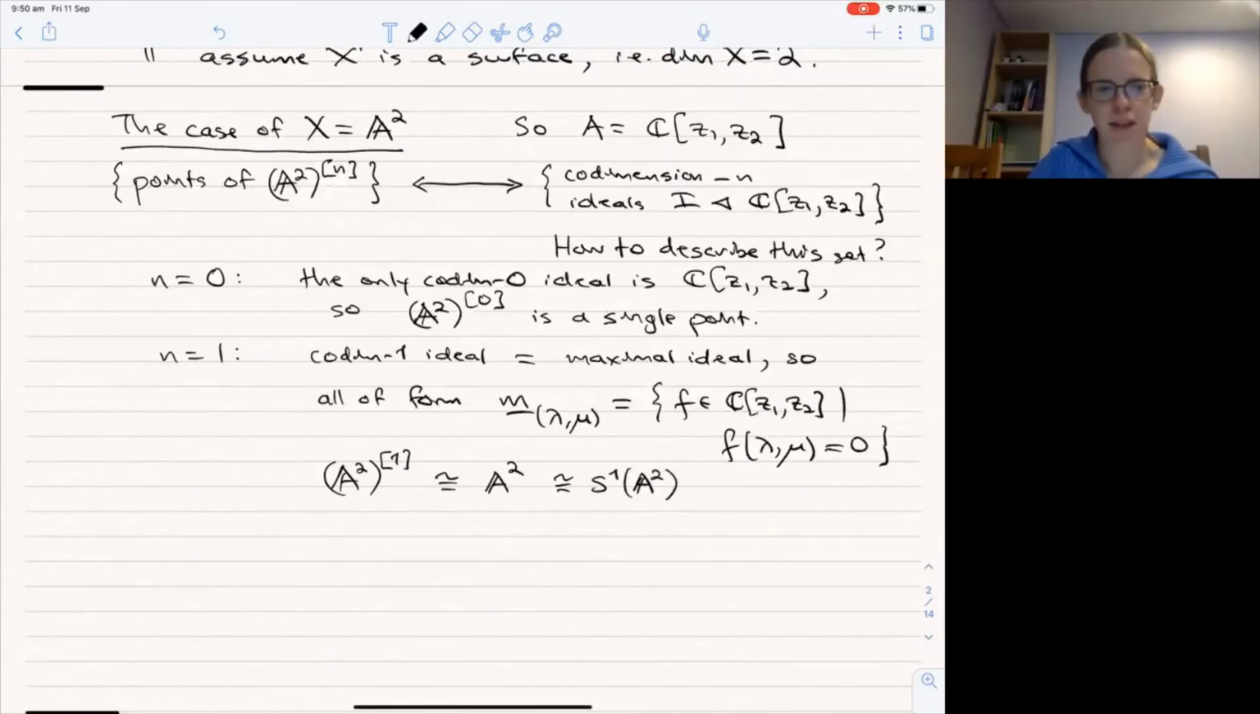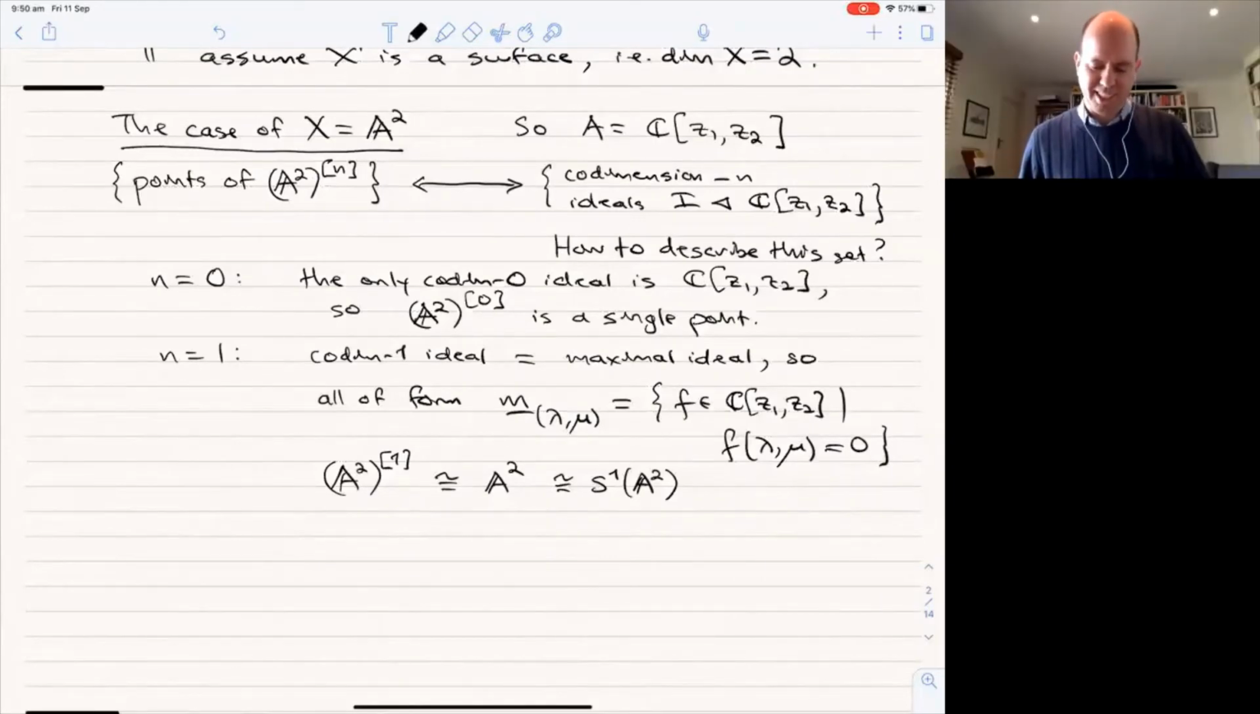Can I just remark that these first two cases, n equals 0, n equals 1, this is true for all varieties? Yes, okay, thank you. There's nothing special.